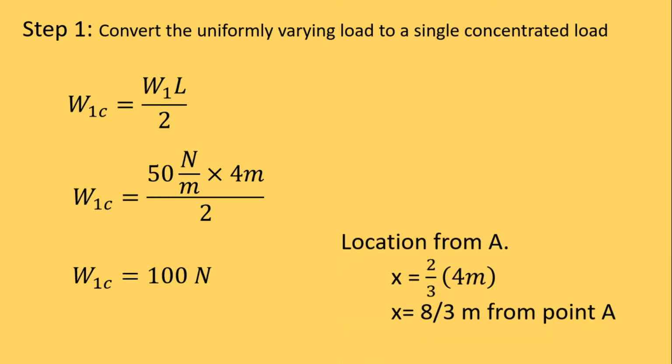Located, no? So kung from dun sa 0 point or from point A, then we have 2/3 nung given na length niya, which is 4 meters. So 2/3 of 4 meters is equal to 8/3 meter from point A.